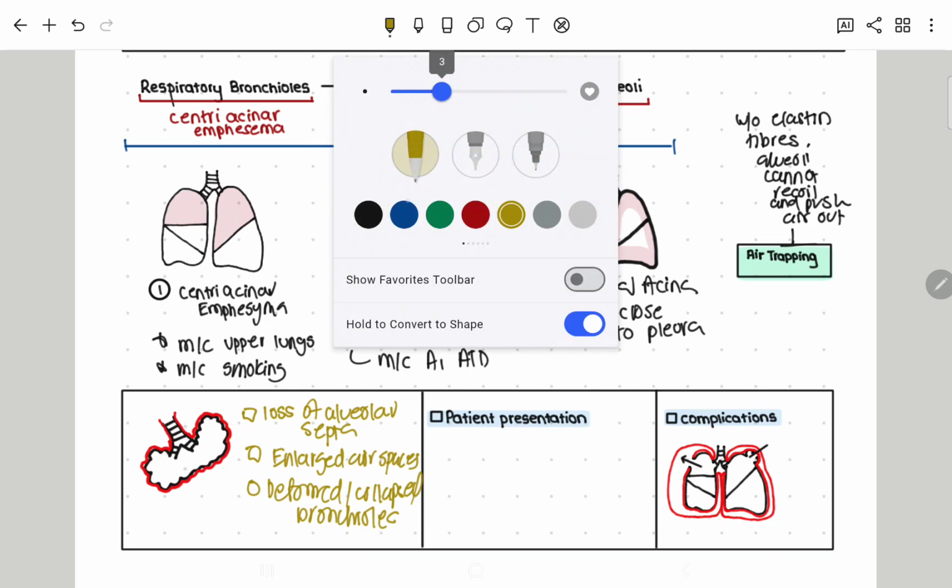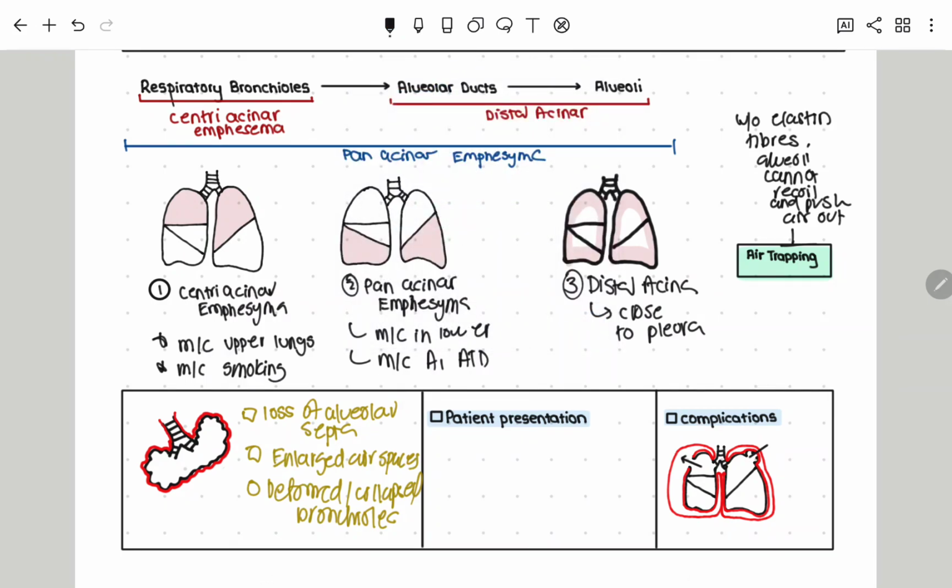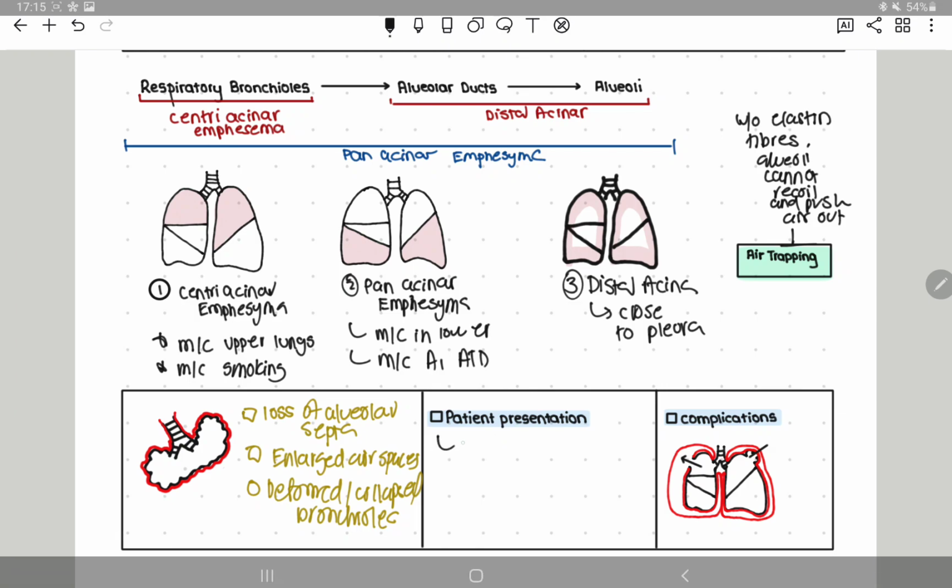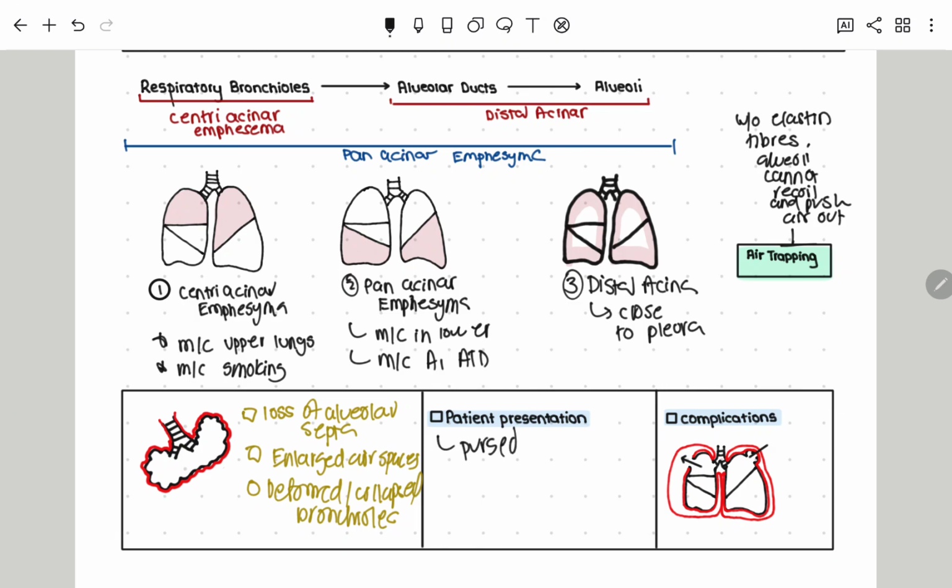As far as patient presentation, you will need to be able to differentiate a patient who has COPD from a patient who has emphysema. Both are obstructive lung diseases, but for an emphysema patient, we can see that they have pursed lip breathing. These patients are relatively thin, and they have a barrel chest, which basically means they have an increased anterior posterior diameter.